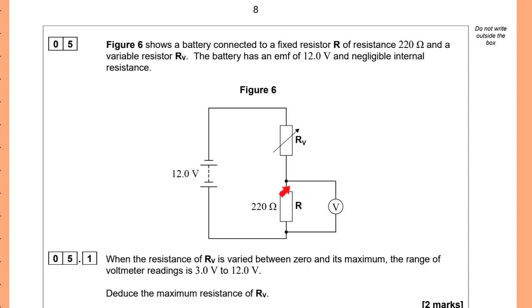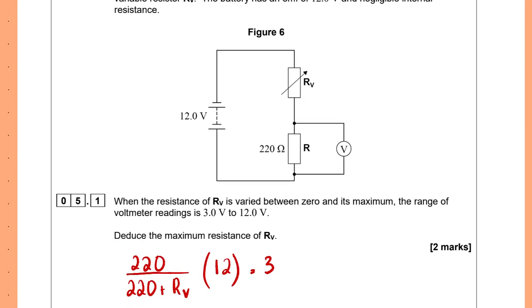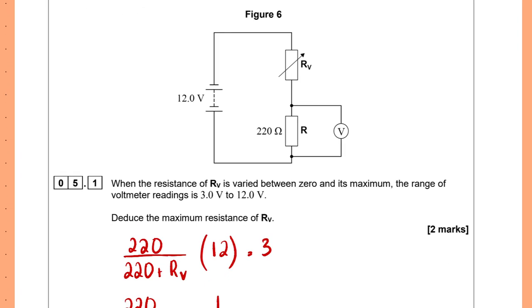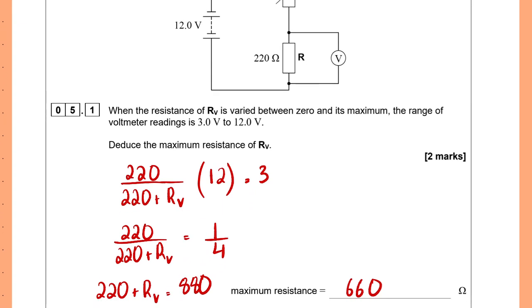That's the resistance of the resistor you want to find the voltage across, divided by the sum of the resistances, multiplied by the EMF, which gives you the voltage. So I would say 220 over 220 plus RV, multiplied by 12, is equal to 3. After this it's just algebra. I solve, and RV, the maximum value of the resistance, turns out to be 660 ohms.